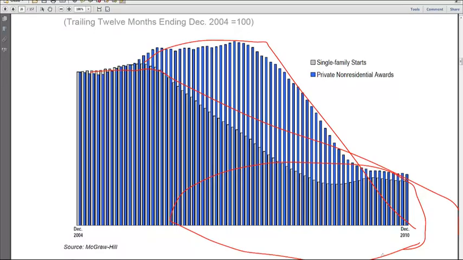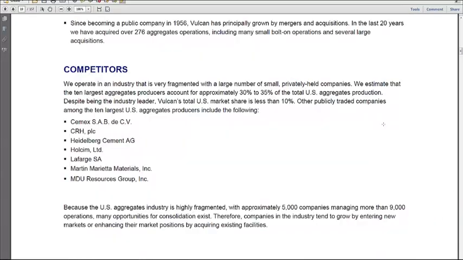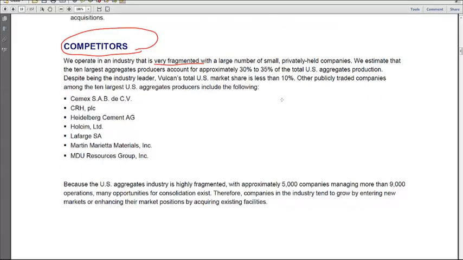Now we're going to jump back to the competition. So this is back on page 3. We see a list of the competitors. The industry is very fragmented, and I guess if you're making crushed stone, it would make sense that it's fragmented. Vulcan is the largest producer. They have the largest market share, but their market share is less than 10%.